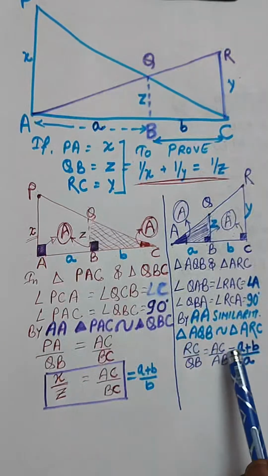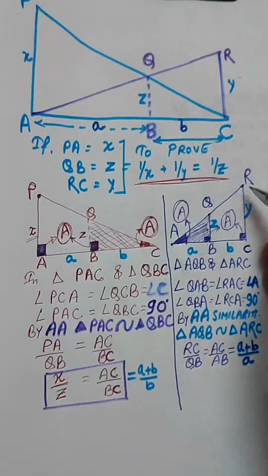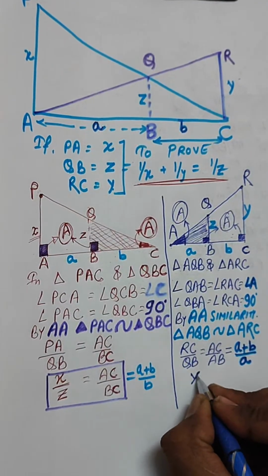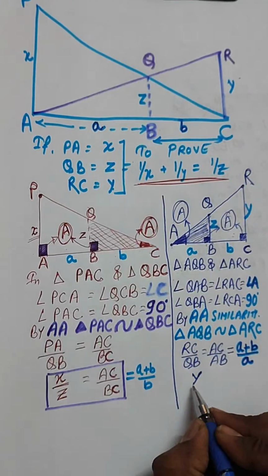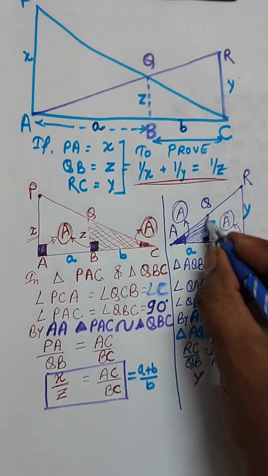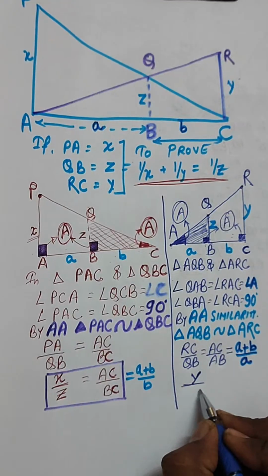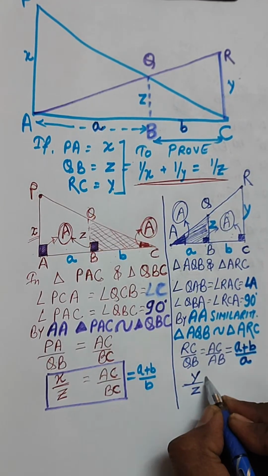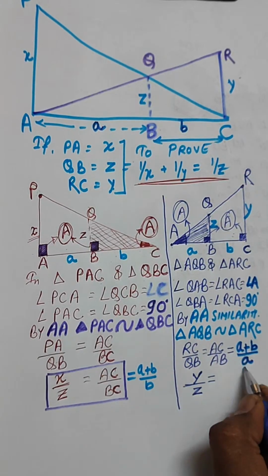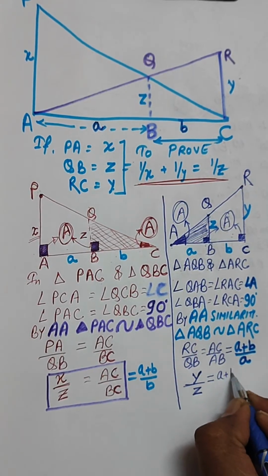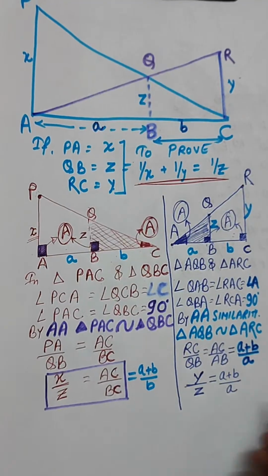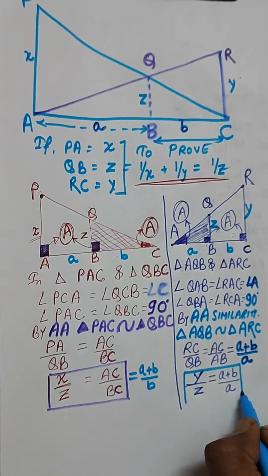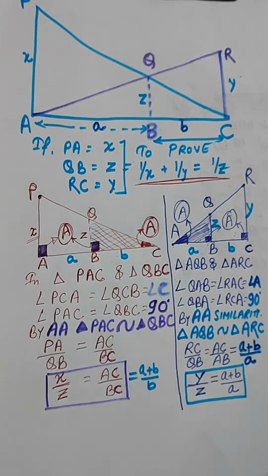Now this will give you RC by QB. RC is nothing but Y. This is Y by QB. QB is nothing but Z, right, is equal to a plus b by a.